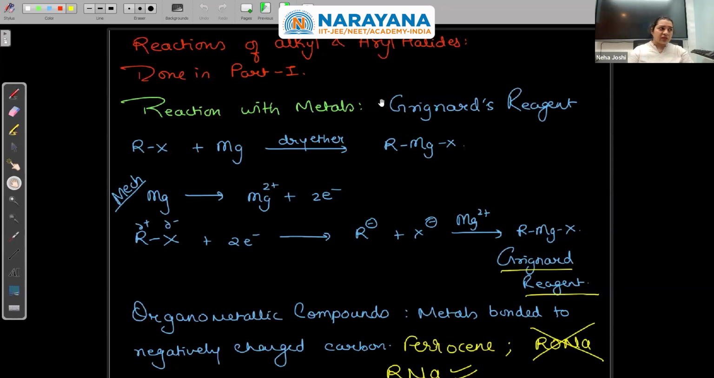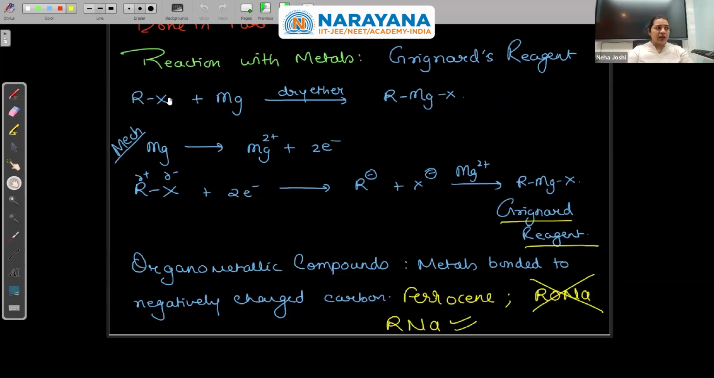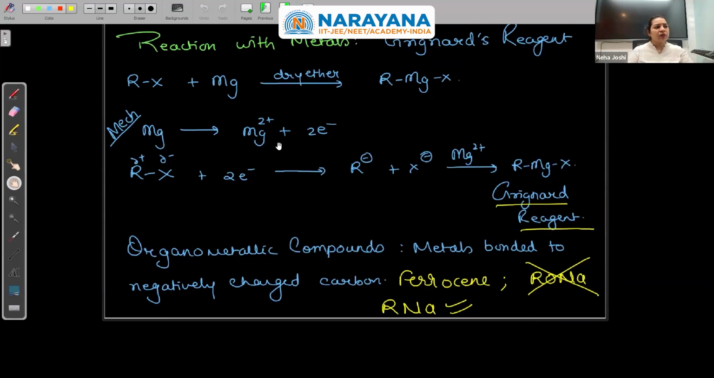Reaction with metals, yes, you can make Grignard like this, RX plus magnesium forming RMgX. I'm not dealing with the entire reaction of Grignard because it is in next week. So just roughly I'm talking. So Mg gives 2 electrons to R-X, you'll get a Grignard reagent.